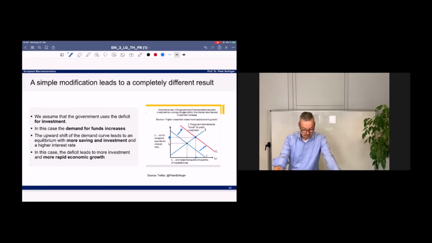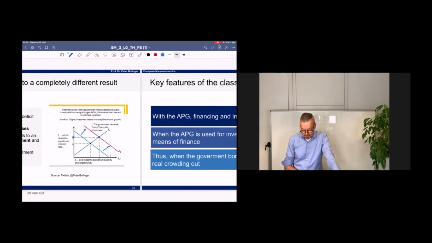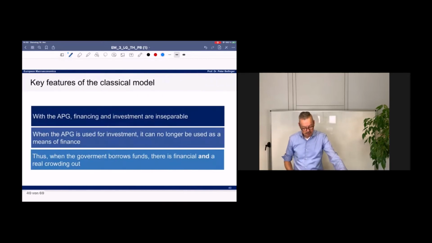But what is important, of course, here in this approach, is that due to the assumptions of the classical model, we still have a high interest rate, and we also have, of course, a crowding out of private investors, because there are some private investors who are at this higher interest rate no longer willing to invest. So we have a crowding out of private investors. Okay, so let's summarize it.